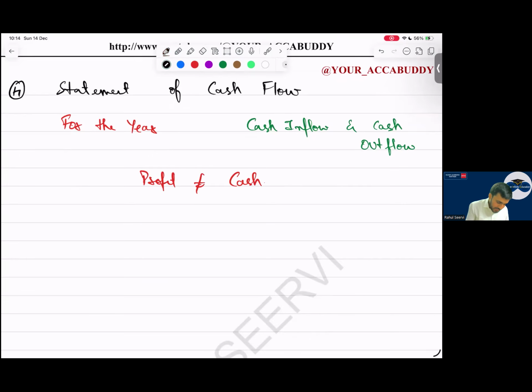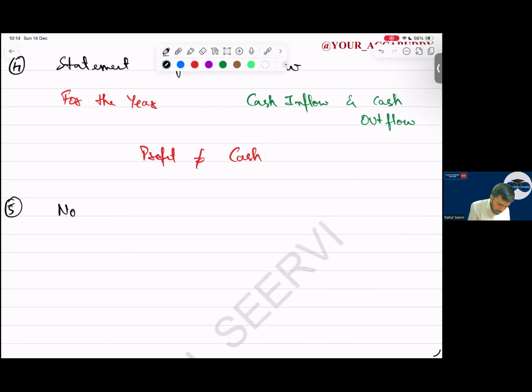Then the last one is notes to accounts. What will we disclose in the notes to accounts? We will show the detail. Can I say the detail of the accounting transaction or the details of IAS and IFRS?